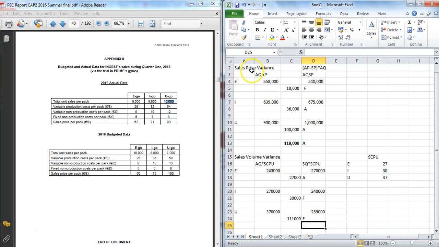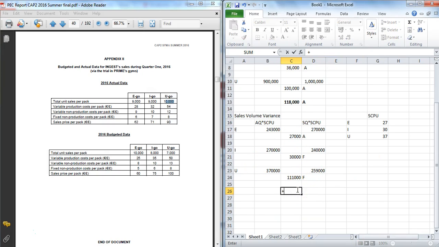As I said, similar enough to sales price. Once you know the formula, it's very methodical after that. Then of course you add them up. So I do favourable plus favourable, and take off the adverse, or you can do the opposite. That's 114,000 favourable, and that's your sales volume variance. Again, they are really only a recap of CAP1 variances. There should be nothing overly complex there, and if there is, you need to go back and look at the CAP1 material for basic variances.